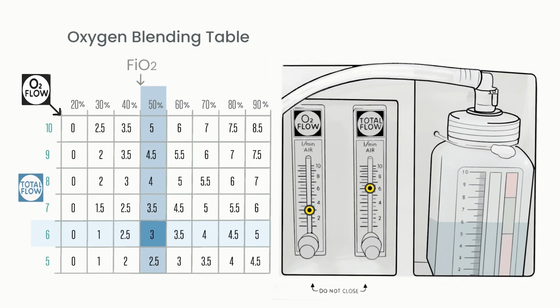If you then want to get 80% FiO2, with the total flow still at 6 liters per minute, you will need to increase the oxygen flow to 4.5. If you now want to increase the total flow to 7 liters per minute and maintain the same percentage of FiO2, then you need to increase the oxygen flow to 5.5.